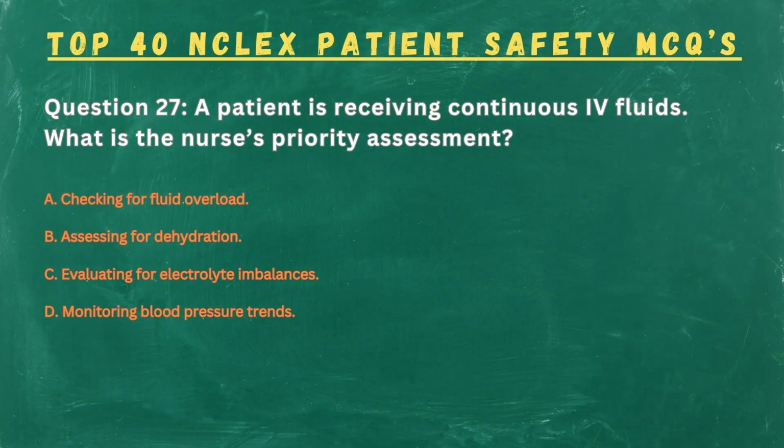Question 27. A patient is receiving continuous IV fluids. What is the nurse's priority assessment? A. Checking for fluid overload. B. Assessing for dehydration. C. Evaluating for electrolyte imbalances. D. Monitoring blood pressure trends. Answer: A. Checking for fluid overload.